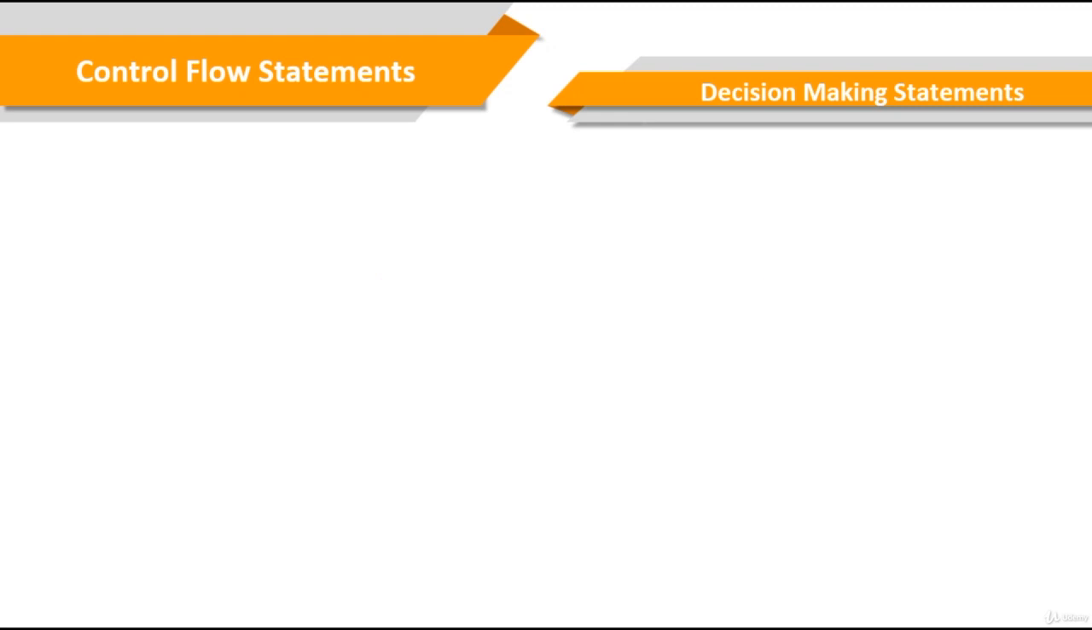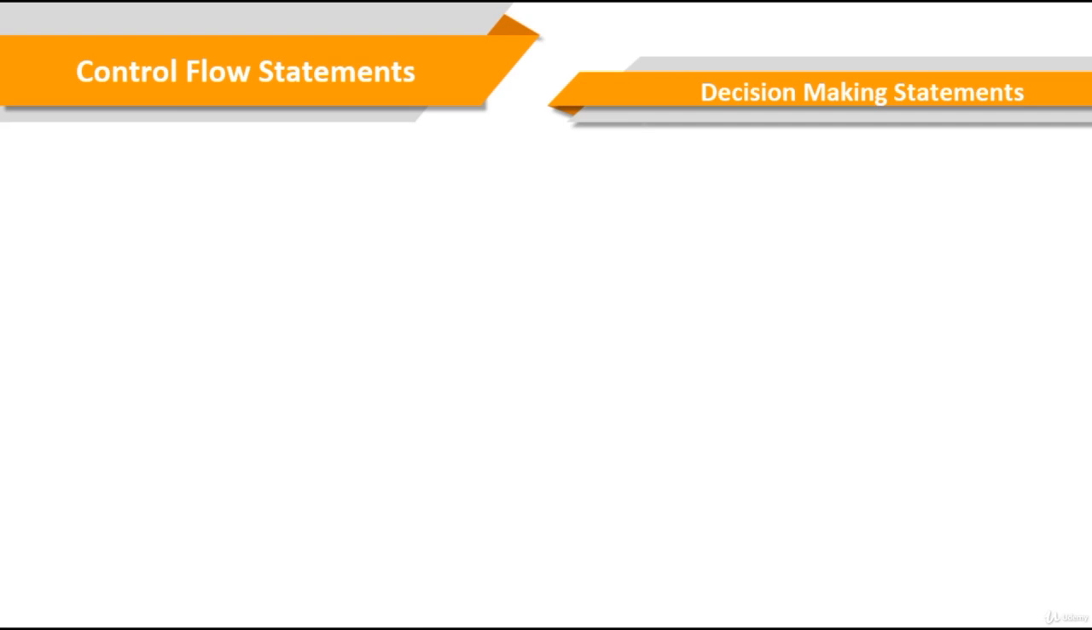Make sense? So there are two types of decision-making statements in Java. They are if statements and switch statements. If statements are used to test the condition. So it'll check the Boolean condition true or false. There are various types of if statements in Java. We can classify these statements as if statements, if-else statements, if-else-if ladder statements, and nested if statements.